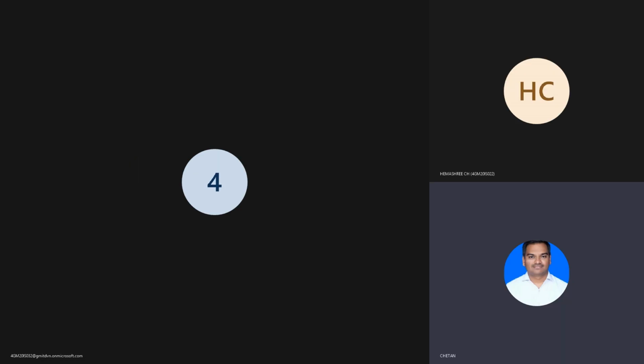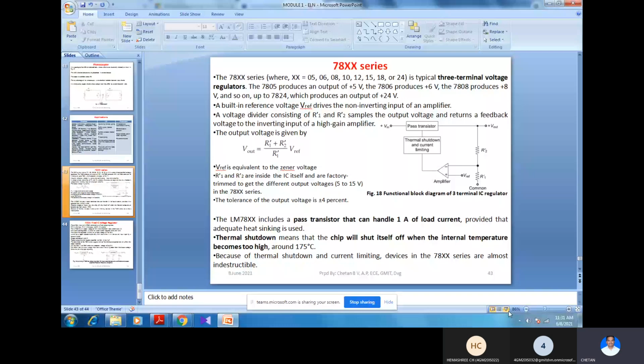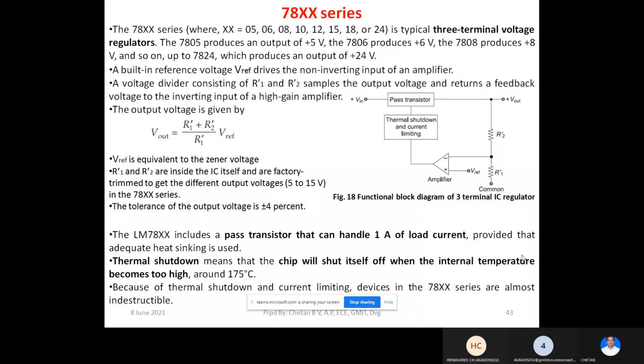As usual, before starting today's class, let us have a quick recap of last class topic. In the last class, we studied the 78XX series, which is the series of three terminal voltage regulator devices.